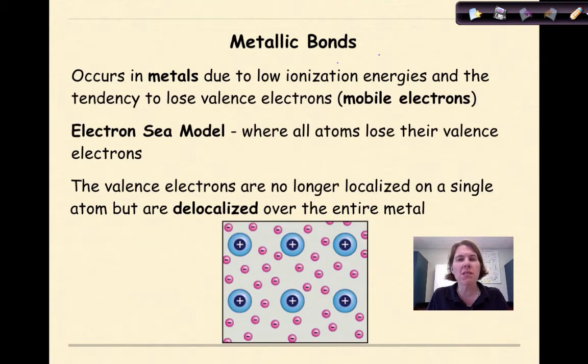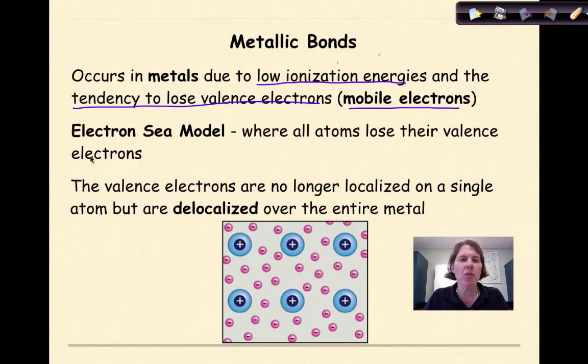Metallic bonds are basically the bonds that are found in metal. When we talk about metals, we know that they have low ionization energies and they tend to lose valence electrons. So the electrons are basically mobile. So let's think about metal in general. We know metal is made up of metal atoms. They have these low ionization energies. The electrons are able to be mobile. So how do we relate a metallic bond?